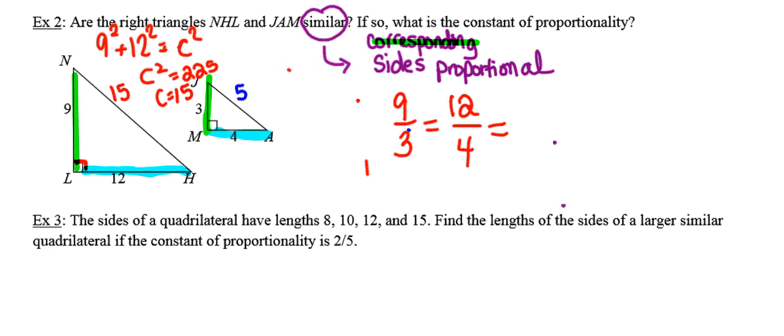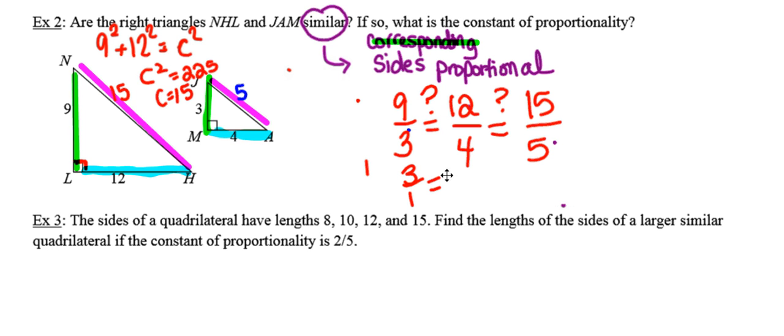And then my last comparison I need to make is between the longest side of each triangle. So I want to compare 15 in the first triangle to 5 in the second triangle. And I'm asking myself, are all three of those ratios equal? Well, every single one of those will simplify down to 3/1, which means they are equal. So yes, these two triangles are similar.